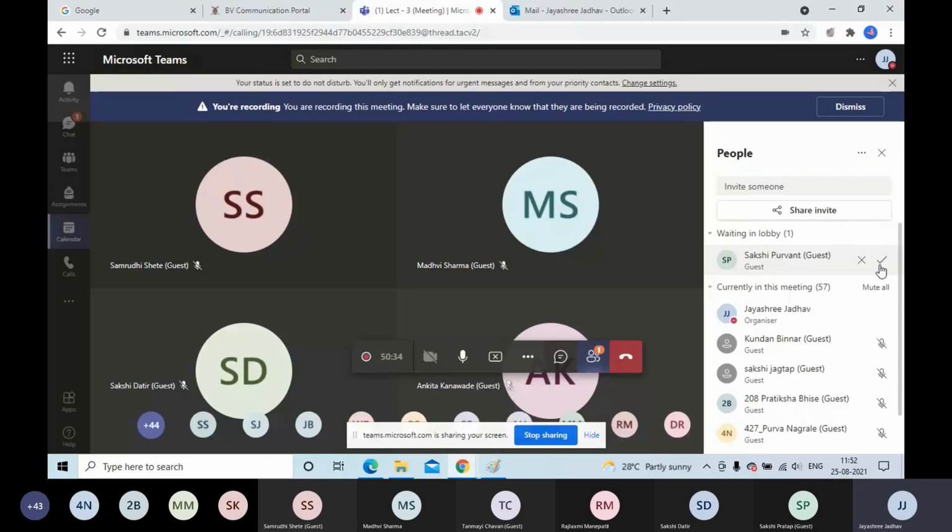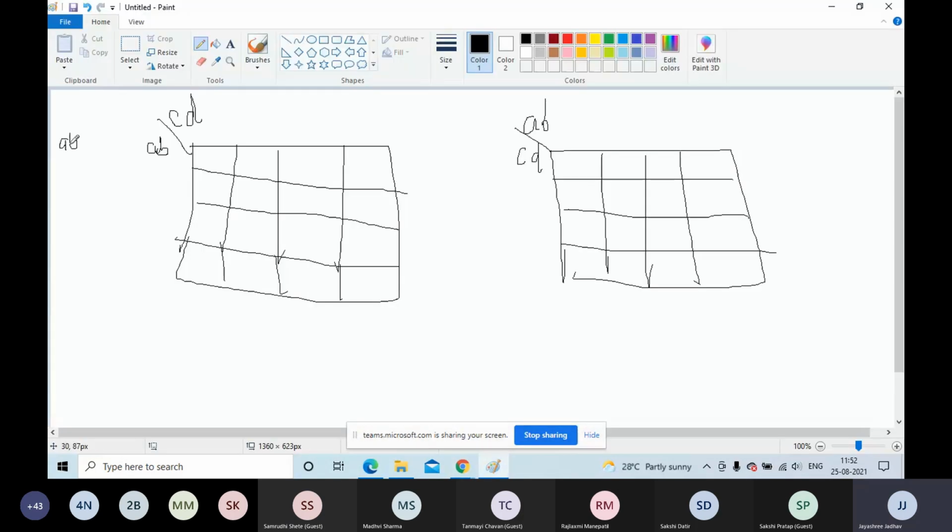So what happens? Suppose you are writing the variable sequence like A, B, C, D. Okay. But if you are entering the sequence like A, C, D, B, in this way, then what happens? If you are writing 0, 0, 0, 0.